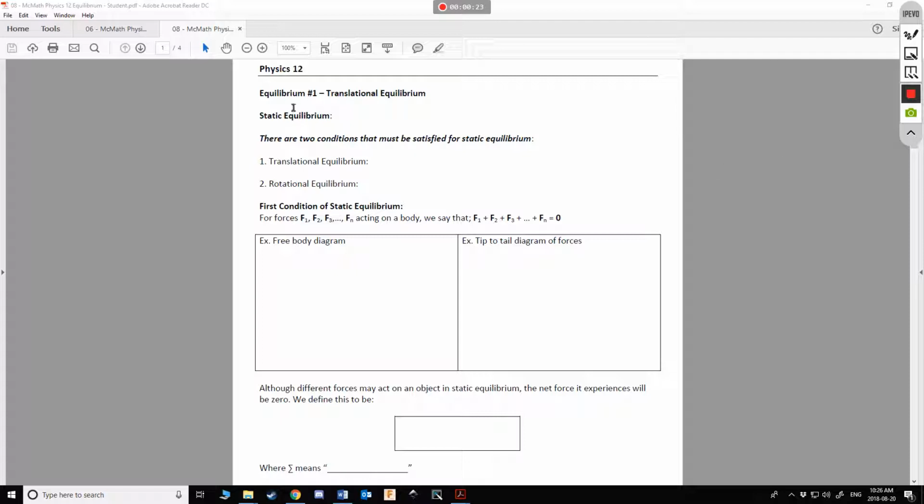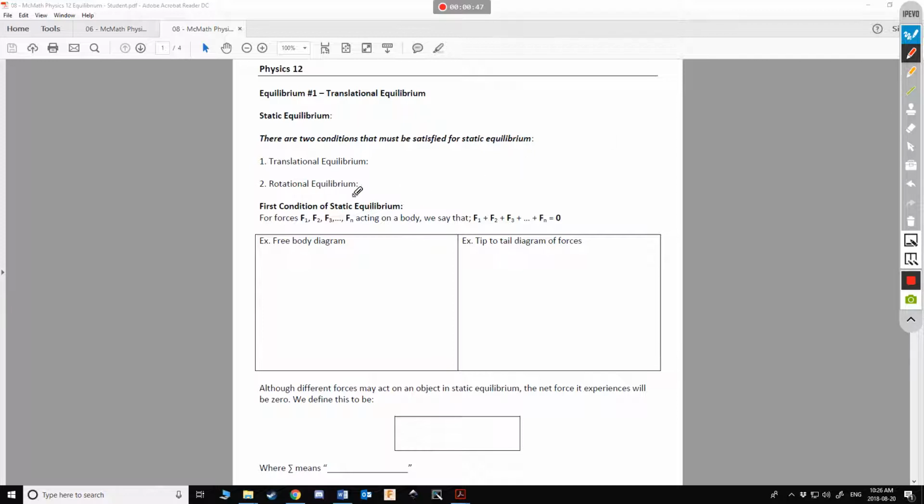So the next two topics, this one's on equilibrium, next one's on dynamics. So equilibrium is when our net force is zero. There are two conditions that must be satisfied for static equilibrium. In other words, we're saying for things to not move, to not accelerate, because again, if the net force is not zero, things will accelerate.